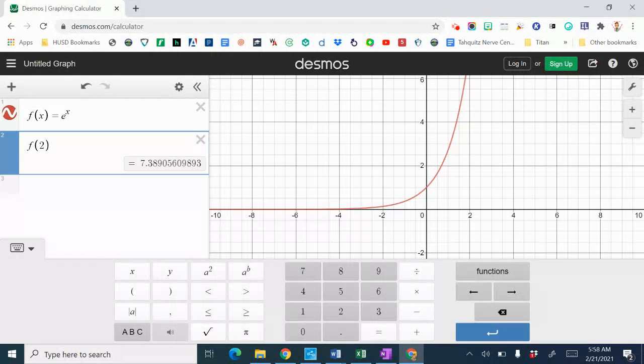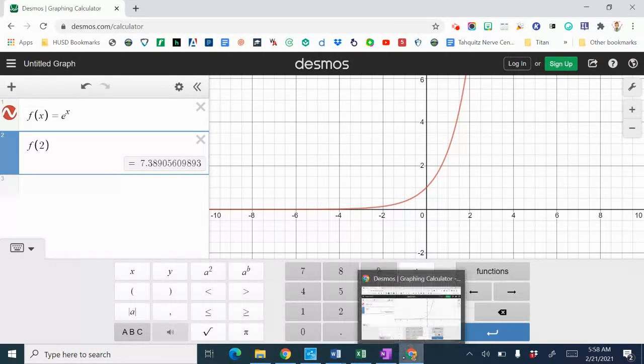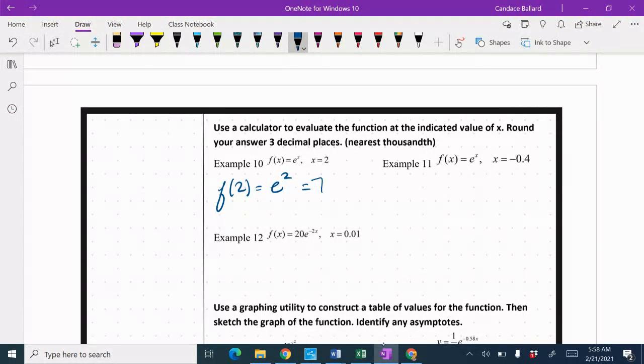So f of 2 equals 7.3890, so it's just going to be 7.389.